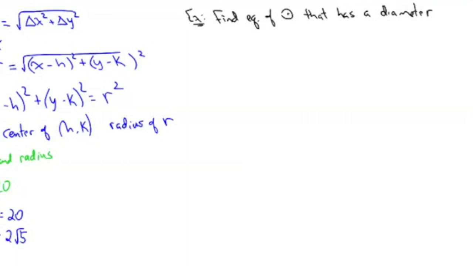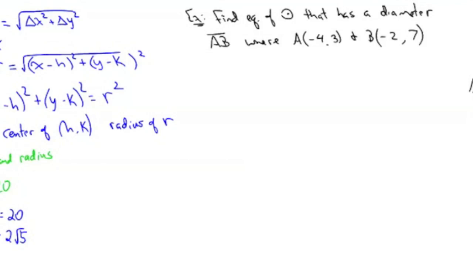Does that mean circle? Yeah, circle. That's a shorthand notation for circle. This is a shorthand notation for delta or triangle, depending on if you're in geometry or not. Find the equation of a circle that has a diameter of AB, where the endpoints are given.